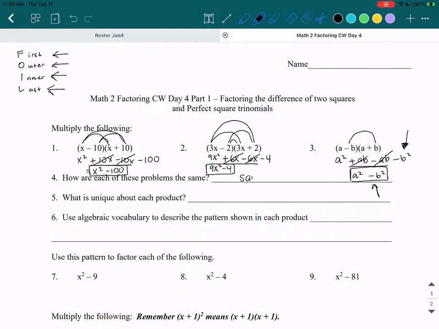So same numbers/letters. There's not much space here to write. I apologize. But different signs.